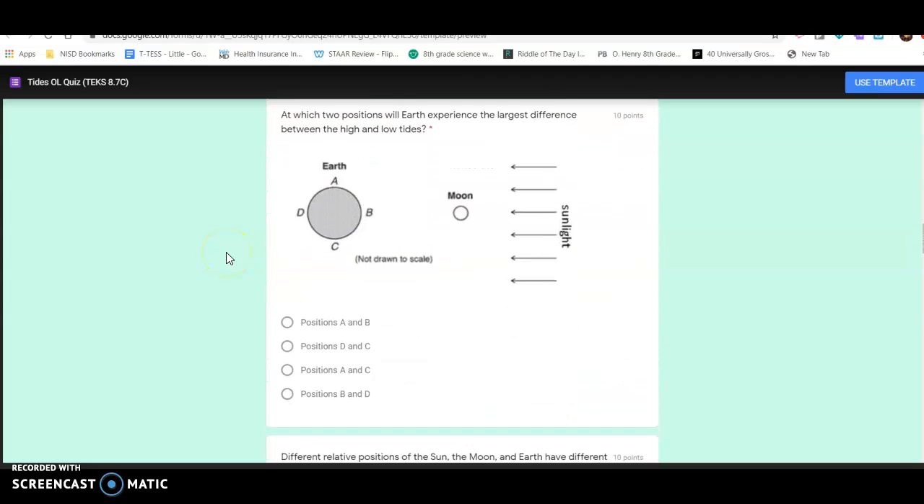Next question. At which 2 positions will Earth experience the largest difference between the high and low tides? Would it be between position A and B, positions D and C, positions A and C, or between positions B and D? Where am I going to find the largest difference between the high and the low tide?